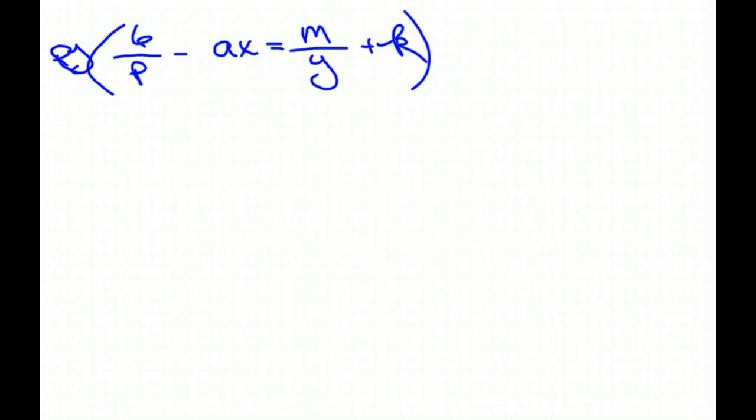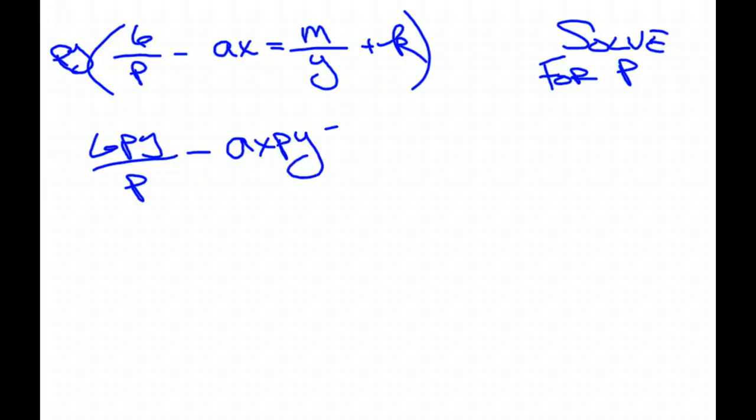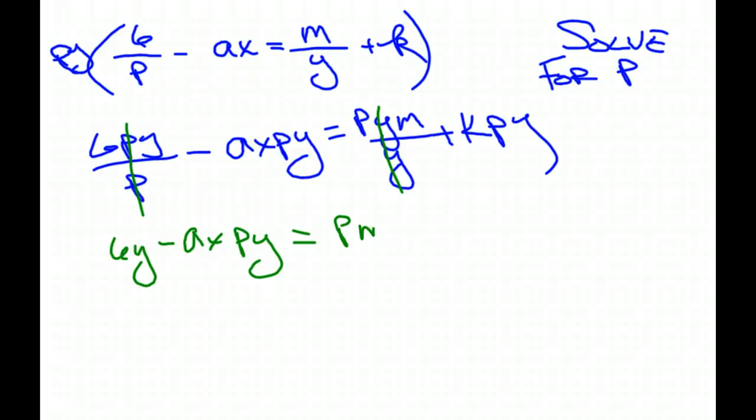Okay, let's solve for P. Guys, solve for P. Multiply the entire thing by my common denominator. So I have 6py over p minus axpy equals pym over y plus kpy. Okay, my y's cancel here, my p's cancel here, and I'm left with 6y minus axpy equals pm plus kpy.